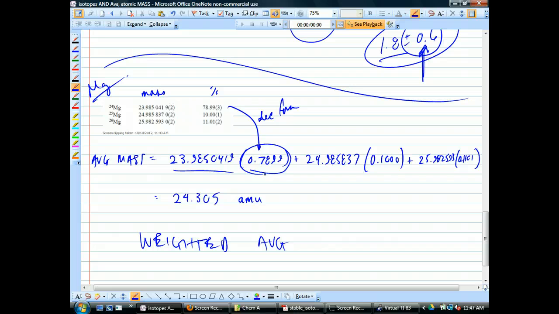Now, fortunately, these abundances are consistent enough that we can safely use the averages printed on the periodic table and come out with good results when we're doing chemistry. Okay? And that's that.